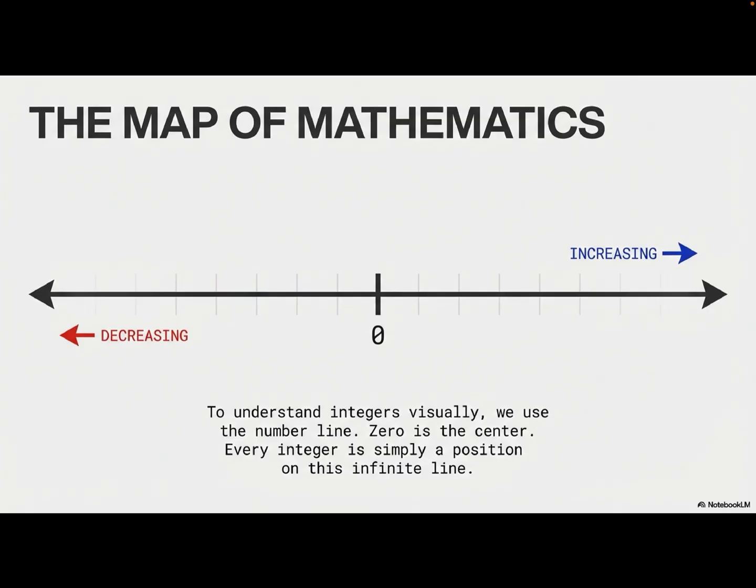To understand integers visually, we use the number line. 0 is the center. To the right, numbers increase. To the left, numbers decrease. Every integer is simply a position on this infinite line.